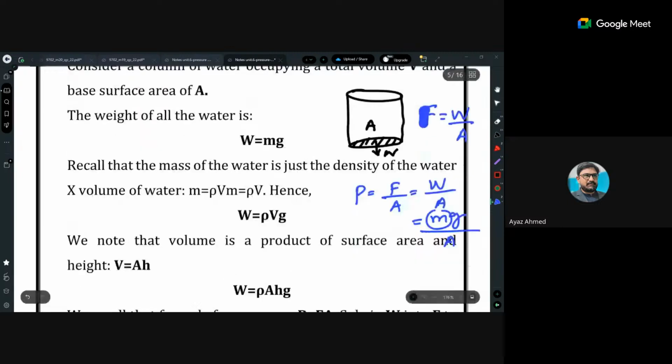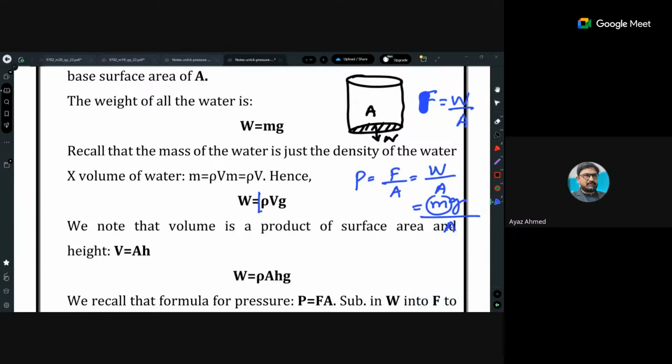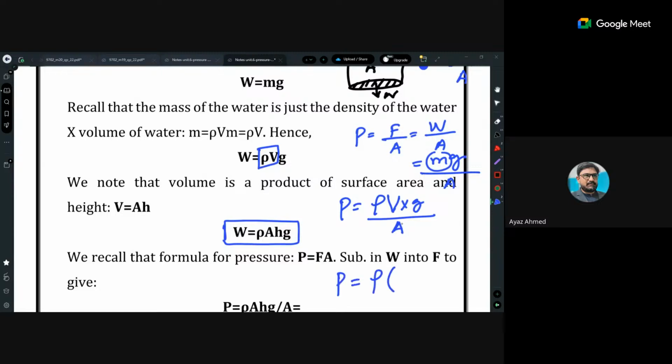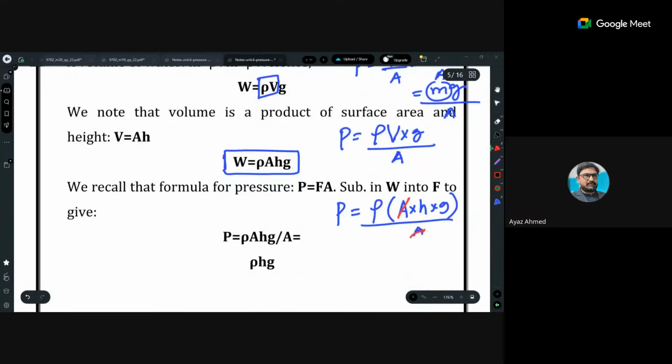And what is mass actually? Mass is density into volume. So weight will be density into volume into g simply. Till this point, I have just given the value of your weight. So pressure is equal to density into volume into g divided by A, and from here pressure is equal to rho, as it is density, volume is area into height, into g divided by A, and you will simply cancel area with area, and you will get pressure is equal to rho gh.